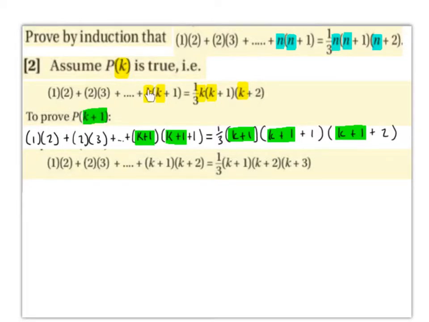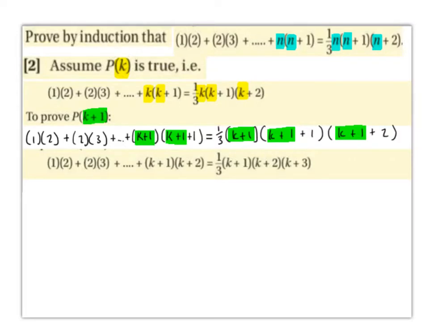So now we swap each of these k's for k plus 1. So we still have 1 times 2 plus 2 times 3 plus ... Then this k gets swapped for k plus 1, and this k gets swapped for k plus 1, so we have k plus 1 plus 1 because we had that 1 there as well. And we have a third. Then that k gets swapped for k plus 1, then that k gets swapped for k plus 1, but then we have this other plus 1, so we have an extra plus 1 there. And then that k gets swapped for k plus 1, and we still have the plus 2 as well.